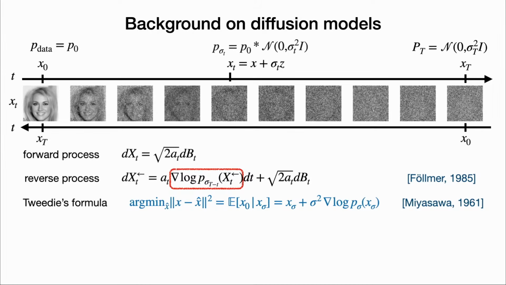It tells us that if you have a noisy sample, the best way to remove noise, if you care about mean square error, is to go uphill in the direction of greatest ascent on p sigma, the blurred version of p naught, and you want to modulate the step size with the variance of the noise, which makes sense. If it's very noisy, you want to take a longer step.